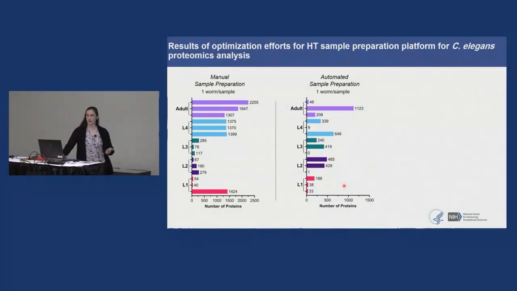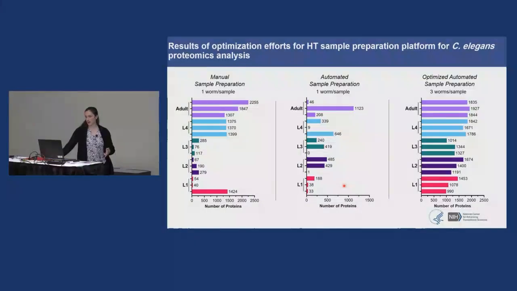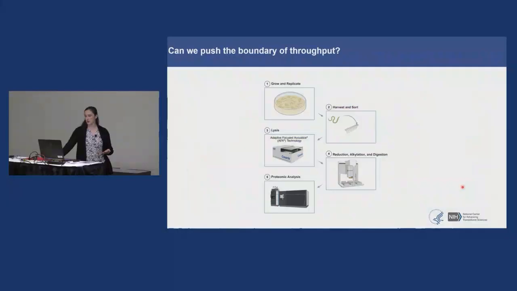We optimized some of the digestion step, the amount of worms we were using, as well as some of the liquid transfer steps. With all these optimizations, we now really saw a big increase in overall protein identification and a really strong increase in reproducibility, especially in these early life stages. I will note we did have to go up to 3 worms per sample in these experiments. All these were done in 8-well strips. So the next question we asked ourselves is, can we push the boundary of throughput, since the R230 instrument is capable of processing 384-well plate?